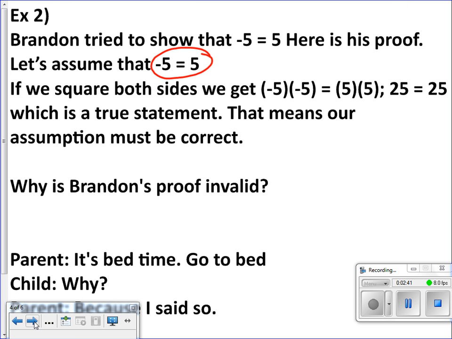Example 2. Brandon tried to show that negative 5 equals 5. Here's his proof. He assumed that negative 5 equals 5. If we square both sides, you get negative 5 times negative 5 equals 5 times 5, so 25 is equal to 25, which is a true statement. That means our assumption must be correct. Why is Brandon's proof invalid? He's using circular reasoning. He's saying that because this is true, because this is true. It's a circle.